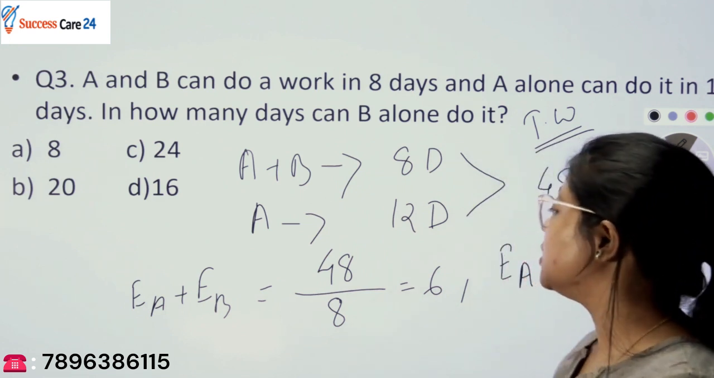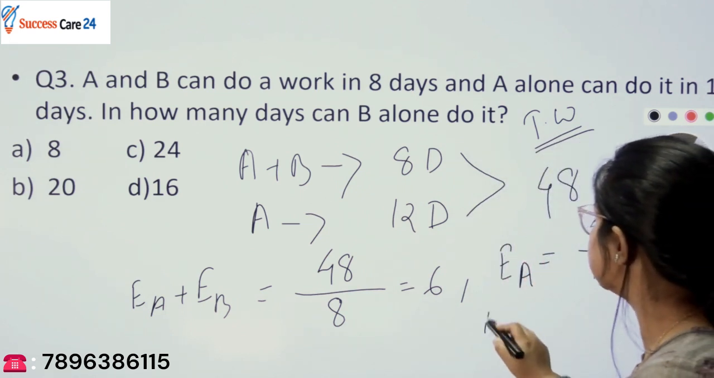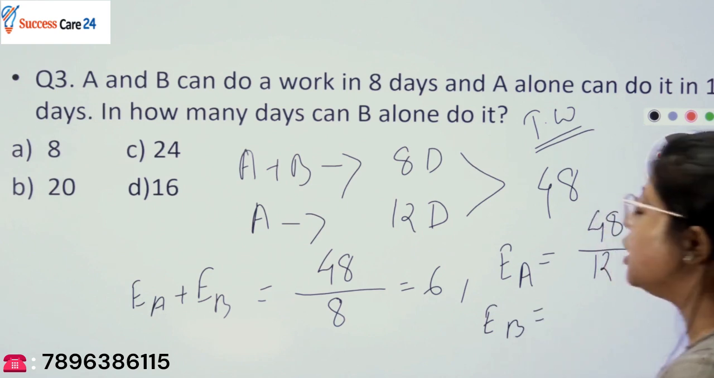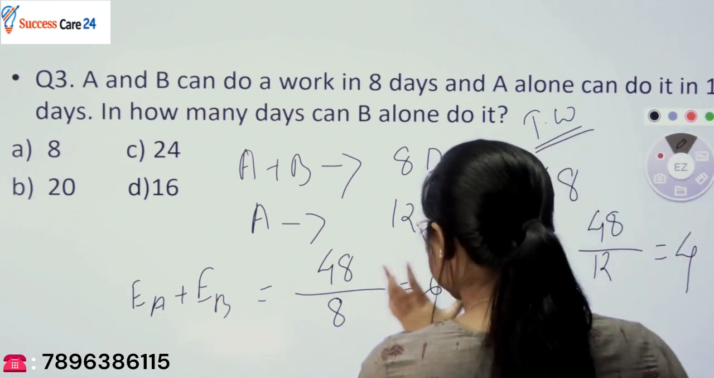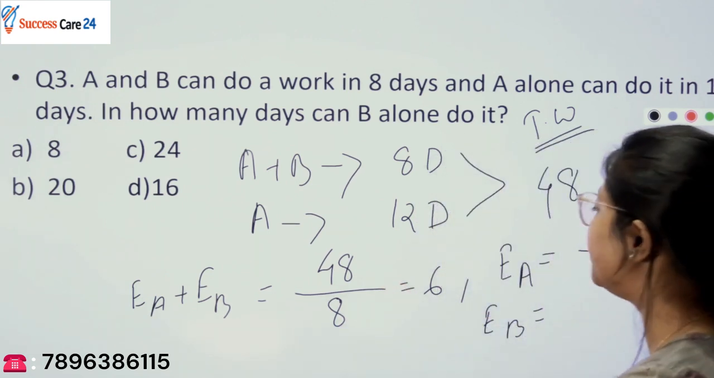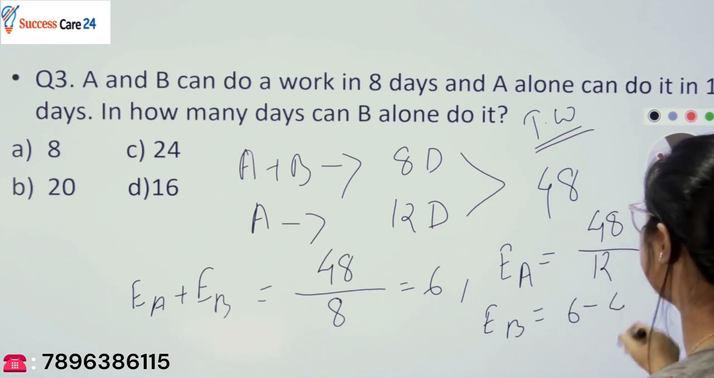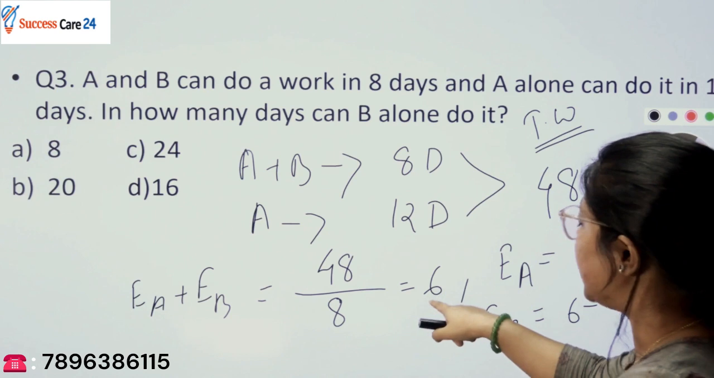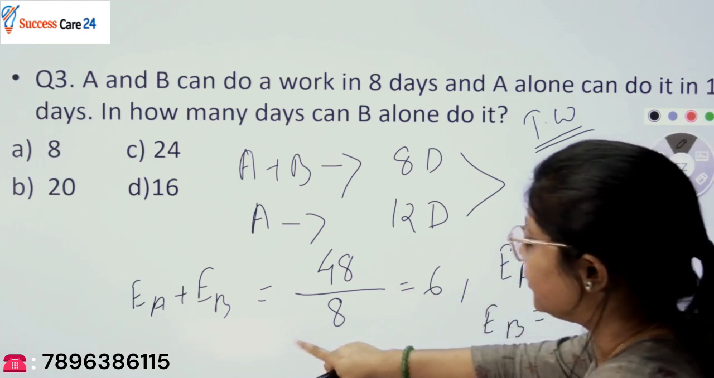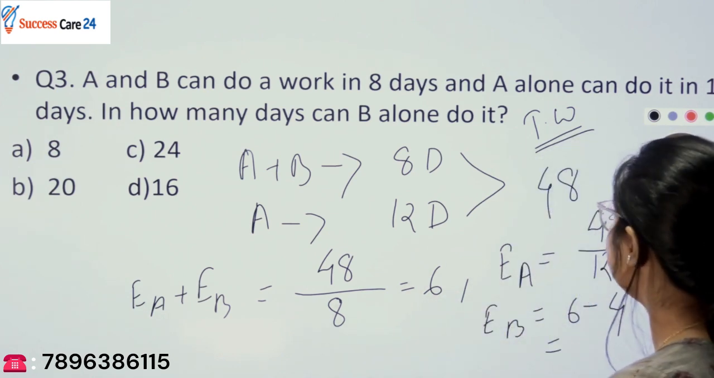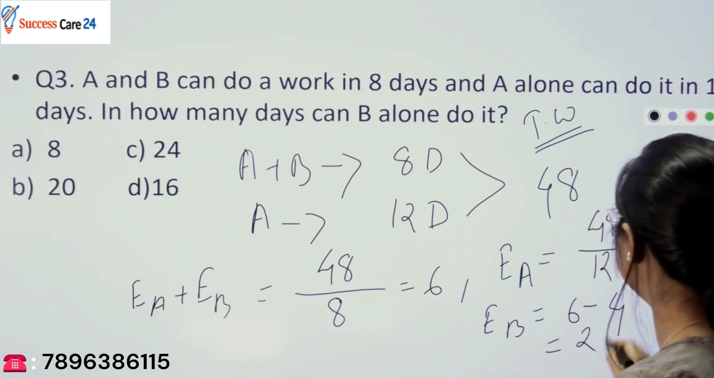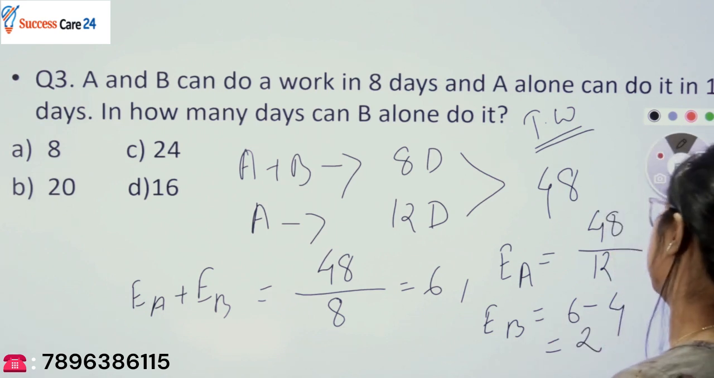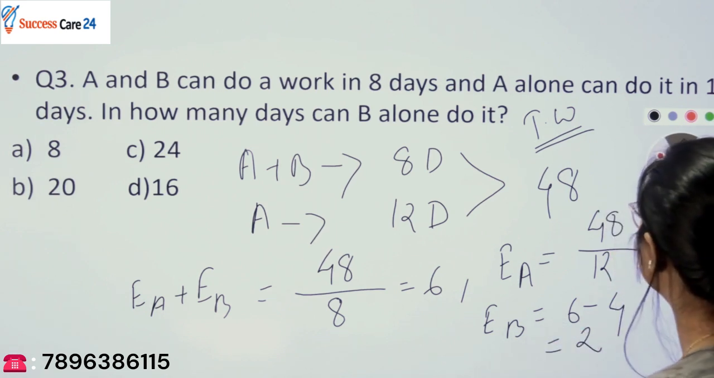So from this we can calculate the efficiency of B, of course, isn't it? Because together it comes to 6, the single efficiency of B would be how much? 6 minus 4. Okay, if we subtract the efficiency of A from the total efficiency, then we will get the individual efficiency of B, which is nothing but 2. So the efficiency of B is 2.